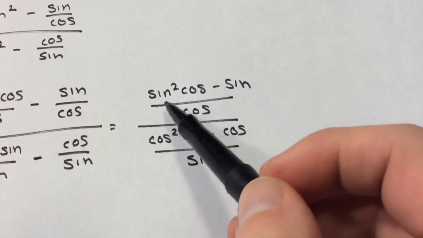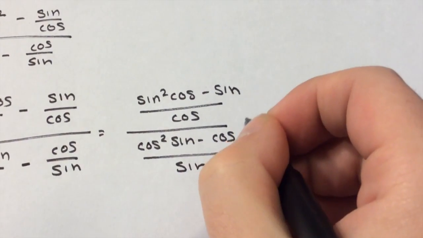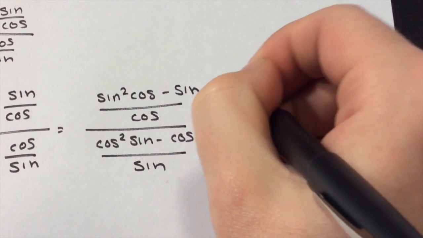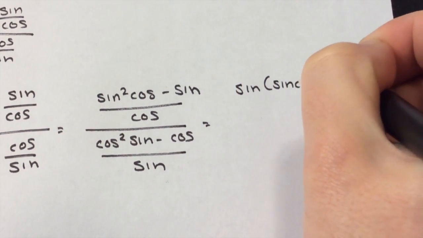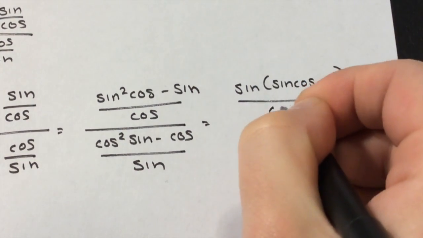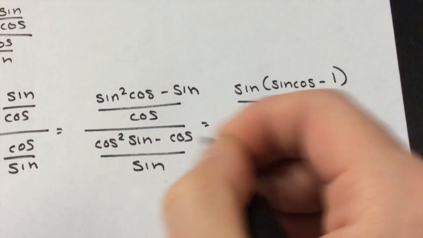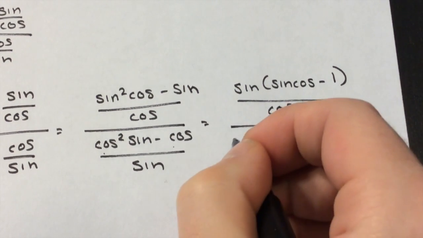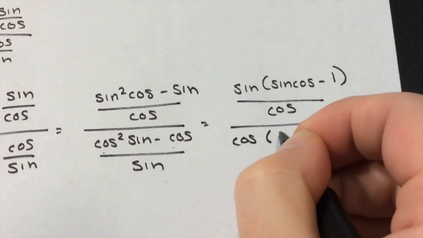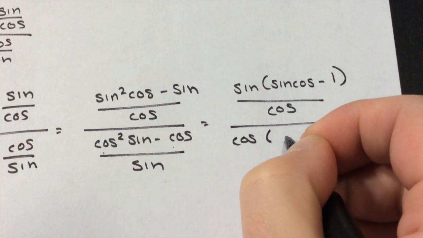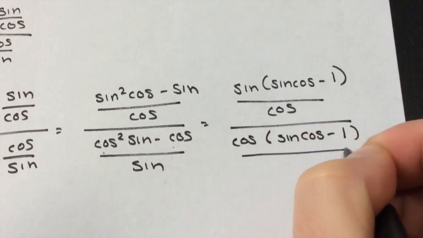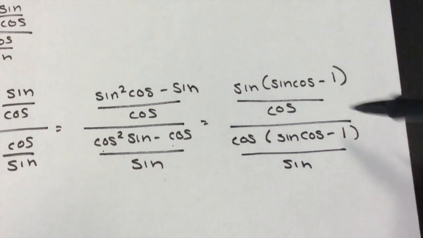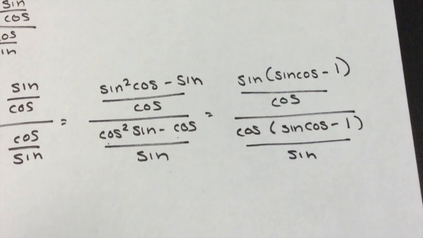So what's common on the top? I can factor out a sine. So if I factor out a sine, I'm left with sine cos minus 1 all over cosine, divided by, same thing on the bottom, there's a cosine in common, so it's cosine times sine cos minus 1 all over sine. Now what this allows me to do is now I have two fractions divided by each other, so I can flip the guy and multiply.